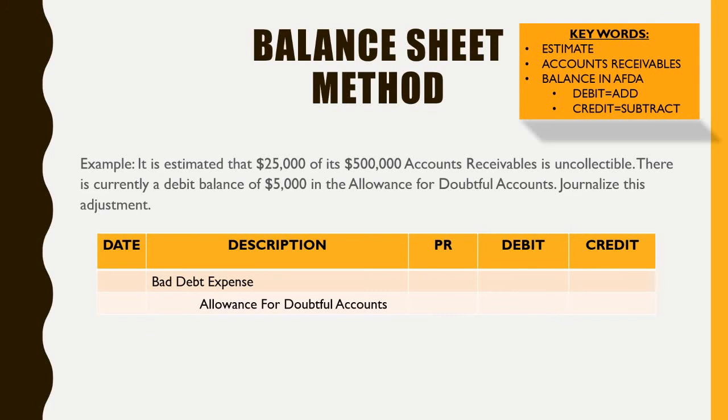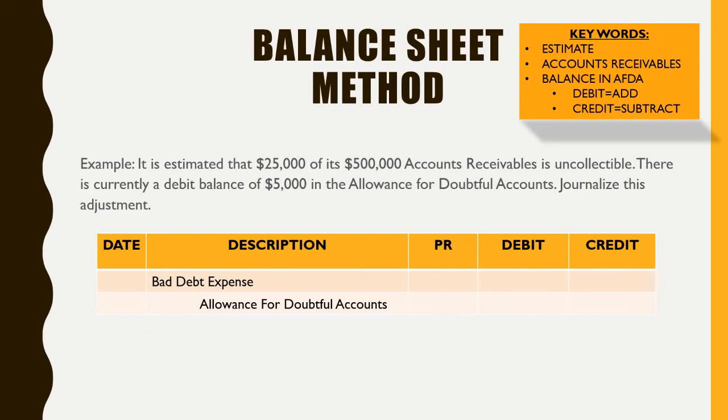Because if the allowance for doubtful accounts is a contra account, what should its normal balance be? It should normally have a credit balance. Because it's a contra account to accounts receivable, this had already happened prior. Now, if it hasn't happened prior, that's okay. This is just a rough estimated amount.